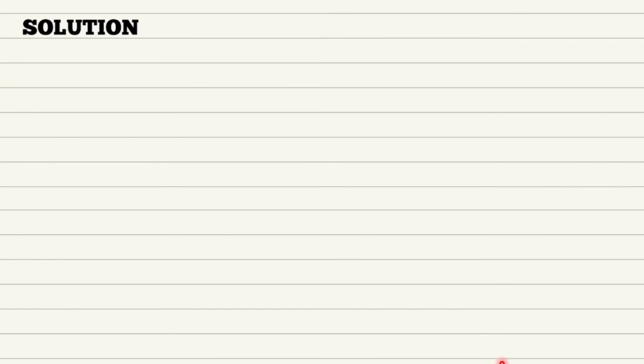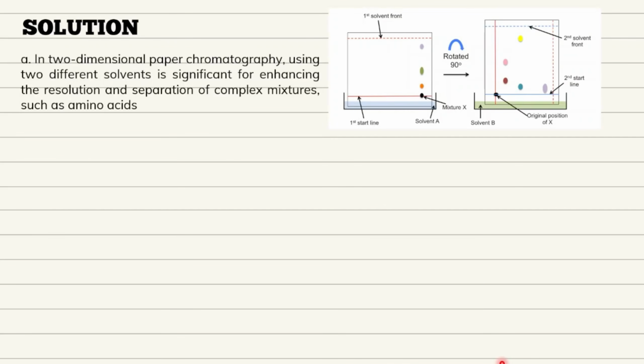First, we want to discuss the significance of using two solvents. Now, in two-dimensional chromatography, using two different solvents is significant for enhancing the resolution and separation of complex mixtures. I don't want to go over this so much, but you can get a lot more detail from the video on paper chromatography. I will also leave a link in the description.